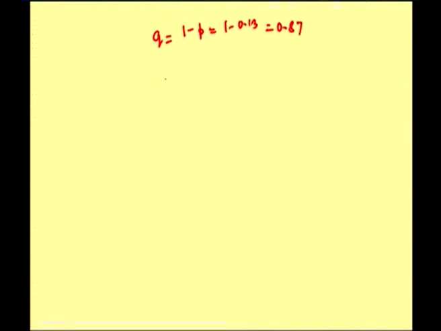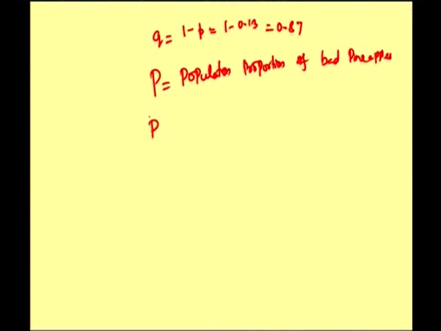Then capital P is the population proportion of bad pineapples. Since it is not given, we will take the estimate of the population proportion as small p. Small p is equal to 0.13, because the population proportion is not given, we have to take its estimate only. Similarly, capital Q cap is equal to small q, which is 0.87.